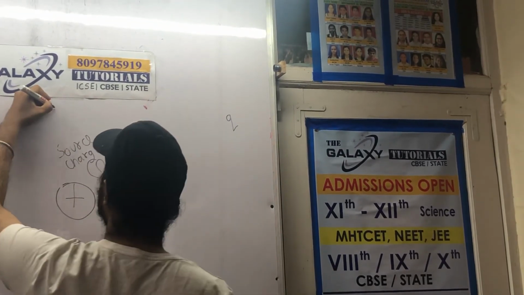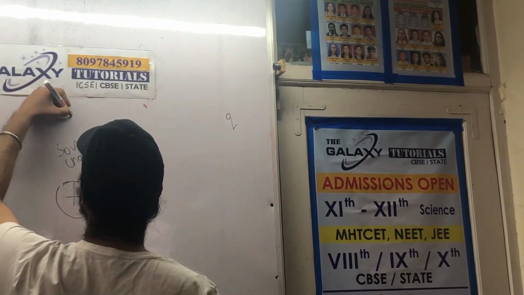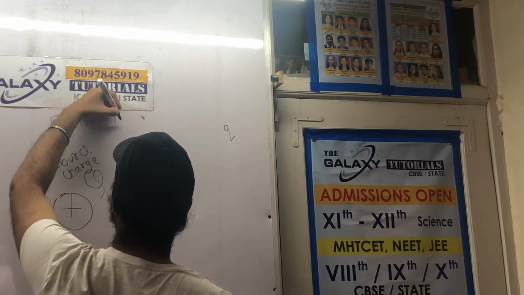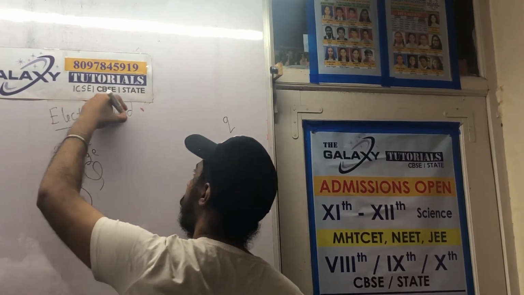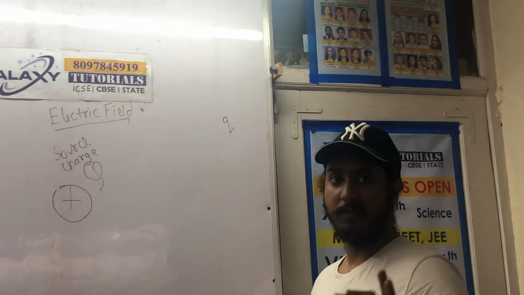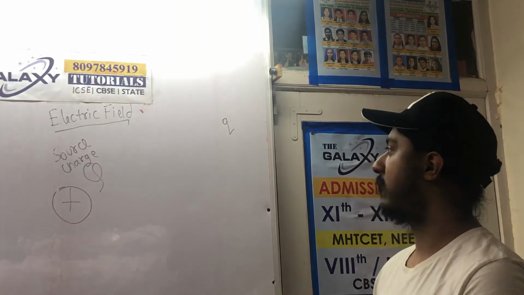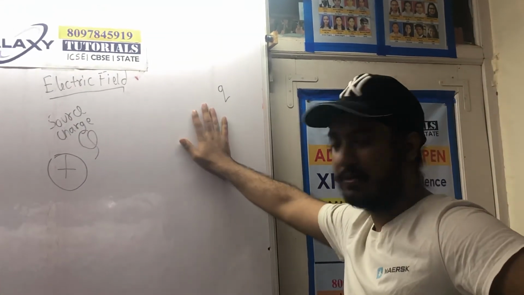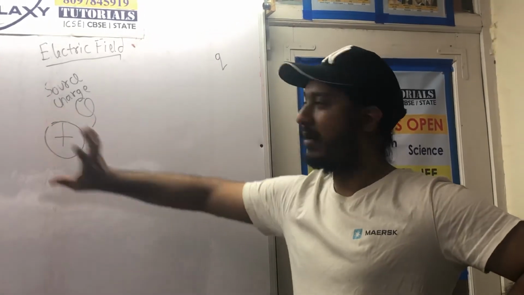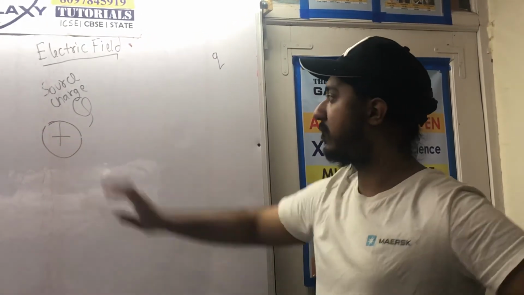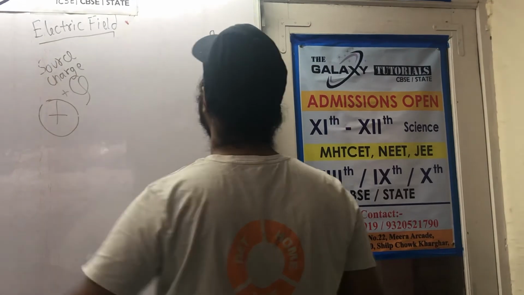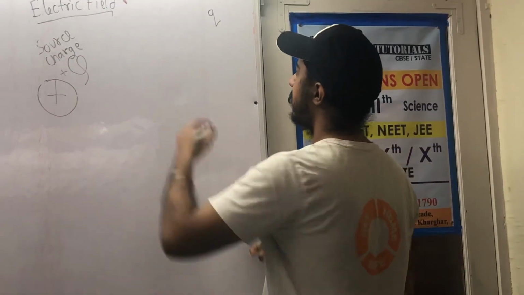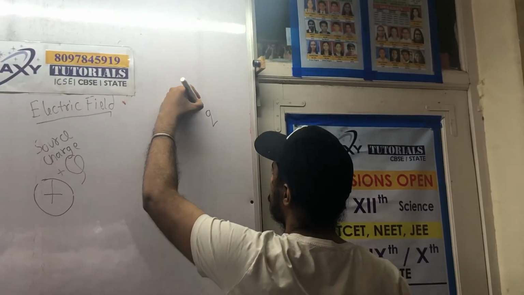The topic we are doing is electric field. This is the name of the topic that we are doing. So what I was talking about is how to find the electric field around this source charge. It is named Q and it has a magnitude of plus Q. This is a positive charge. What will happen? This small charge here is the test charge.